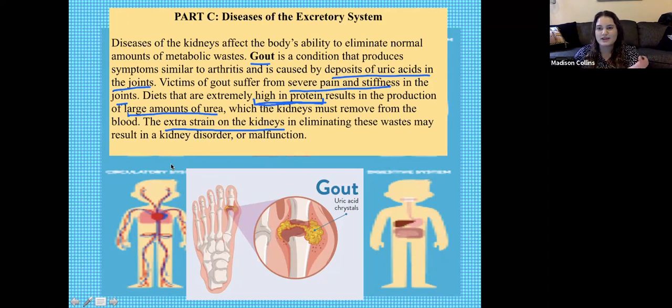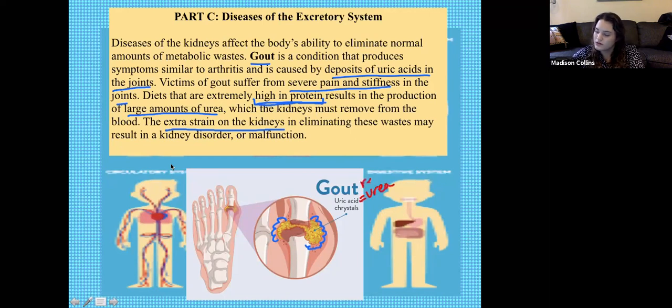When your body has to break down that red meat and that extra protein, lots of extra urea and uric acid will build up inside of your blood because your kidneys can't filter it all out. So if you see in this picture, this gout is caused by these deposits of uric acid, which is related to urea, right? That waste product. I'm going to draw that in red.